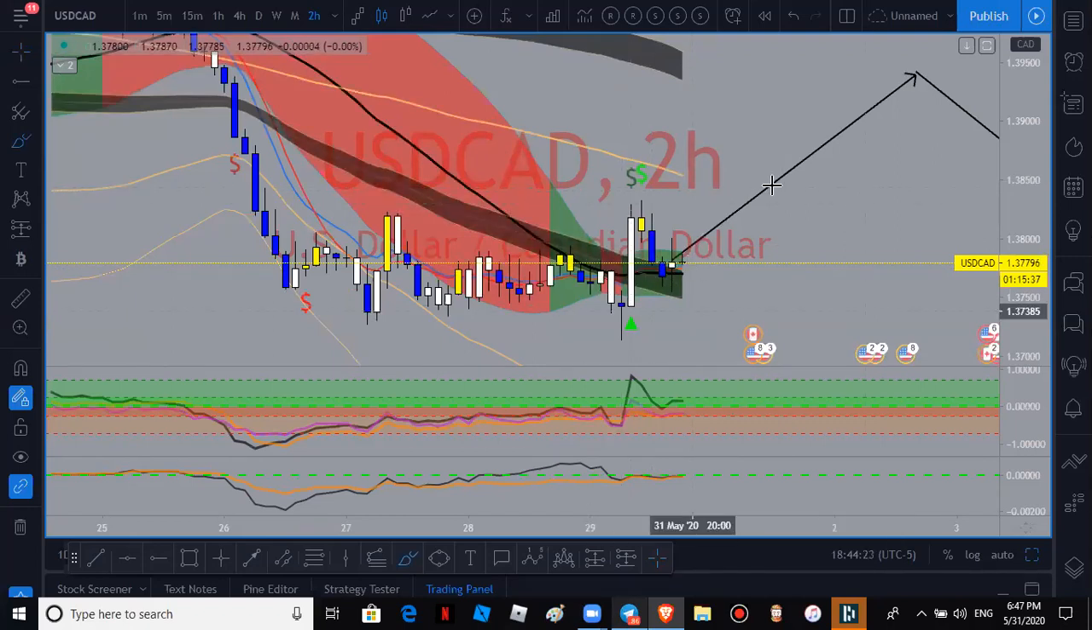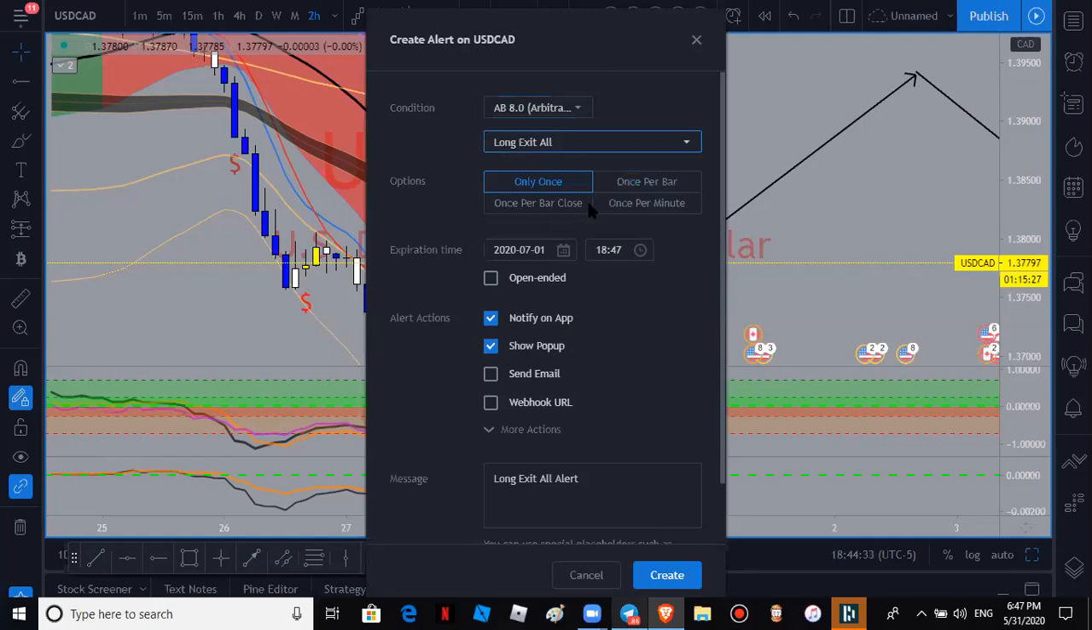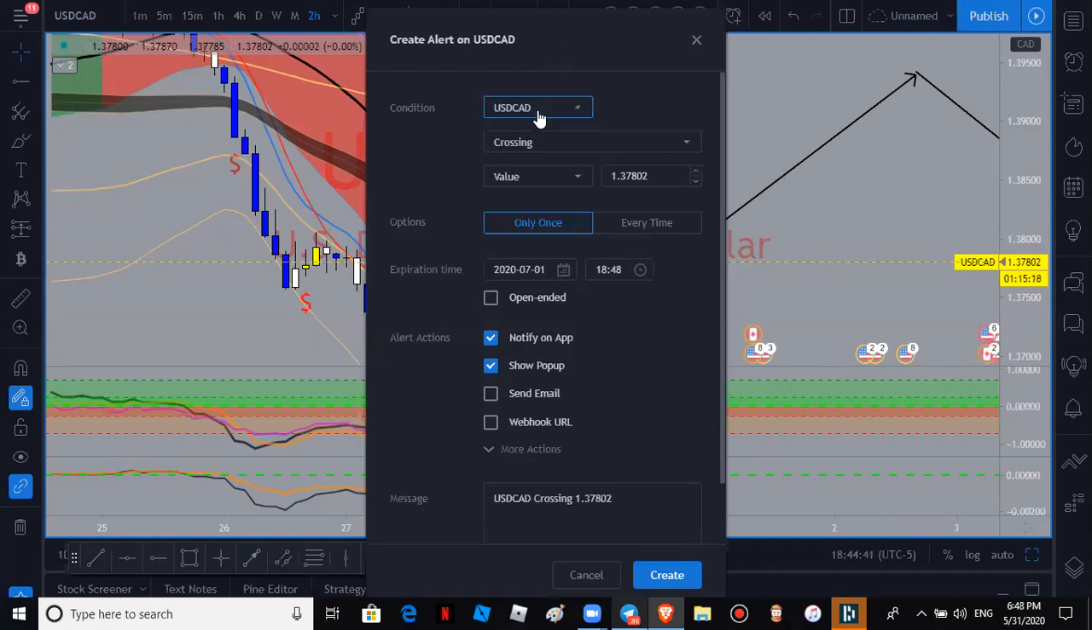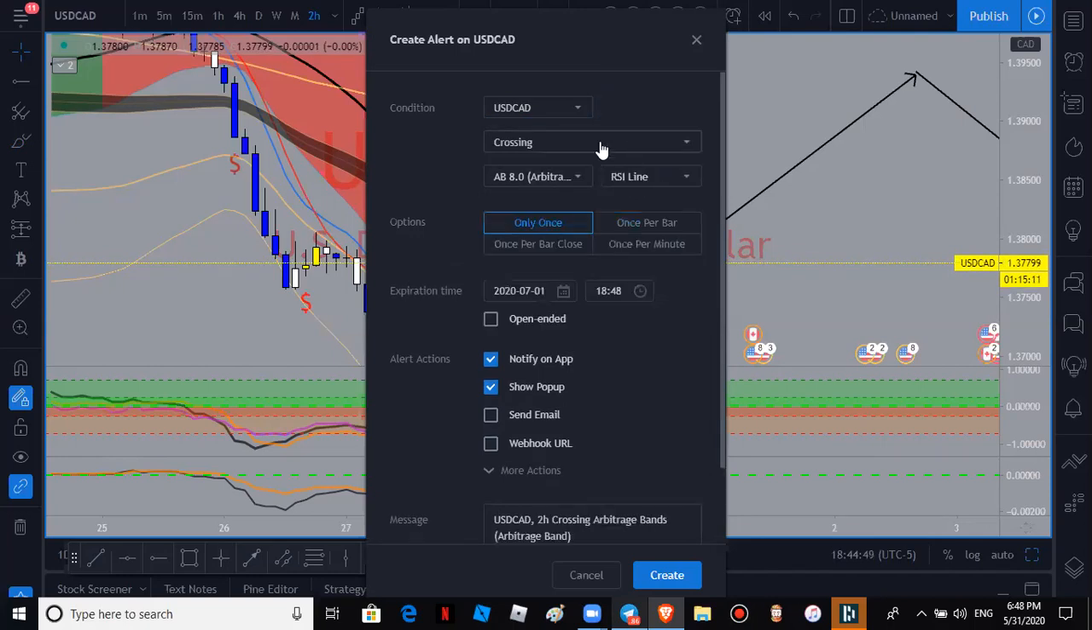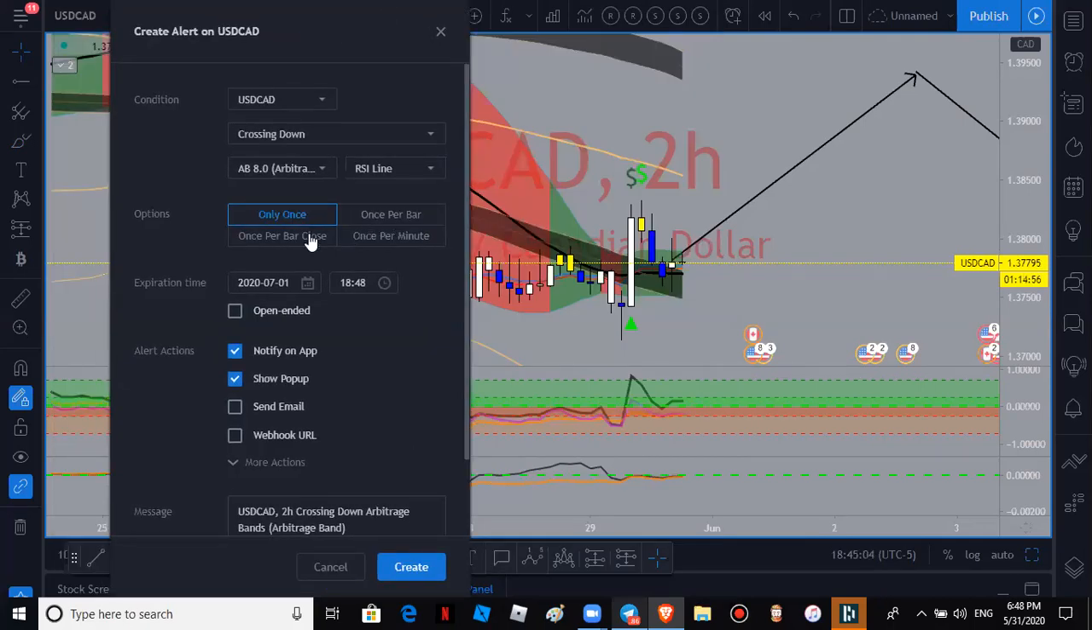So actually, what I'll do is set up an alert for long exit all on UCAD on the 2 hour time frame. And I'll also set up an alert to tell me when UCAD is crossing down through the arbitrage RSI line. So this is going to tell me that price is crossing down the RSI line. Shout out Peyton for showing me that. Then I'll be like, okay, maybe I should start getting ready to get out of this sell. I'll put once per bar close. That might be a little too late, actually. Yeah, once per bar, and we'll see how that goes.